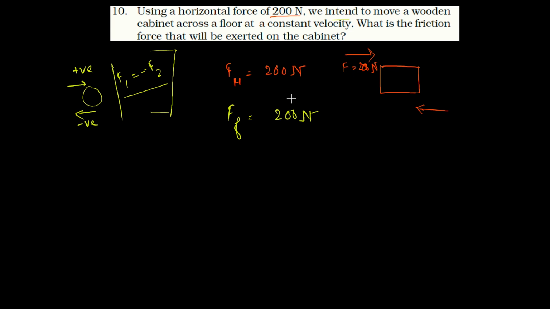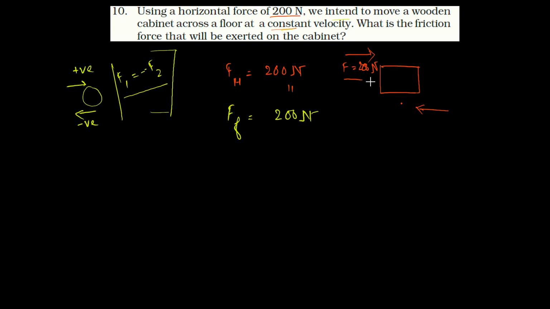You may think that since constant velocity is given, if that object has to move at constant velocity, this backward force should have some lower value compared to this force, and then that object will move. Now, if this force and this force become equal, what is going to happen? The object will not move. It will be at rest because the force acting from both sides is equal, right? So this is not going to move.